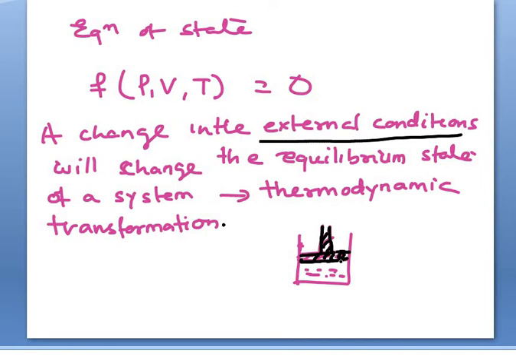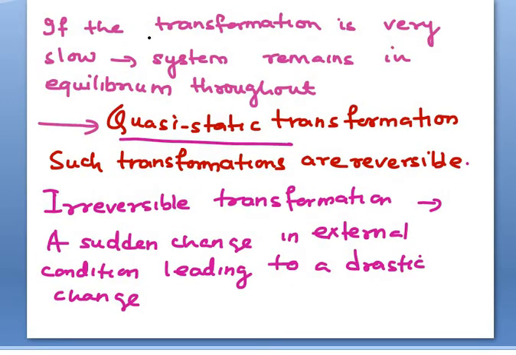Again, these transformations can be of two types. You can suddenly release the piston, or you can release the piston slowly. Let us see how that happens. If the transformation is very slow, the system remains in equilibrium throughout. Such a transformation is known as a quasi-static transformation, and such transformations are reversible. However, if you make a sudden change in external conditions leading to a drastic change, such a transformation is known as an irreversible transformation.